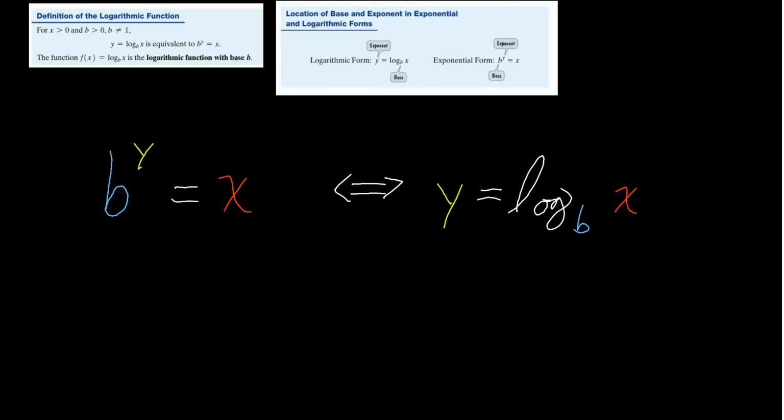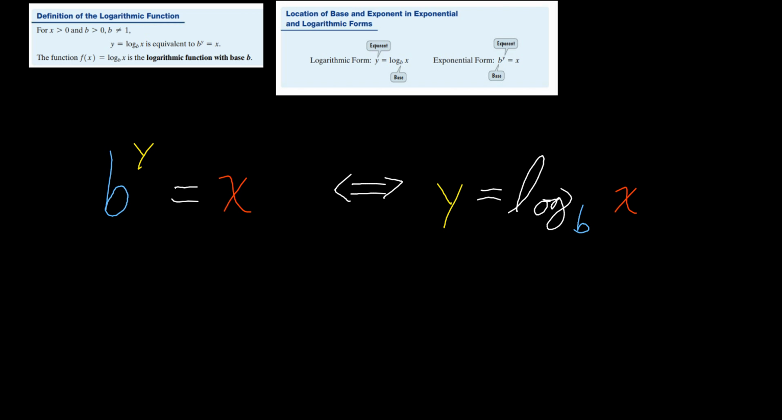Okay. So looking at this definition, for x greater than 0 and b greater than 0, where b is not equal to 1, y is equal to log base b of x. Okay, so we're looking strictly at the logarithmic equation. So again, x, notice it has to be greater than 0. X, like I've told you before, is the argument. So the argument must be greater than 0.